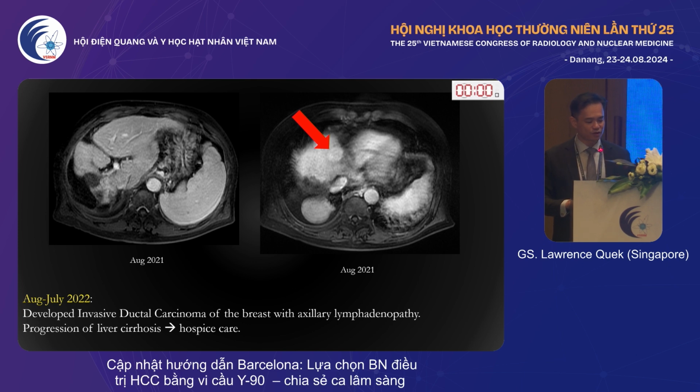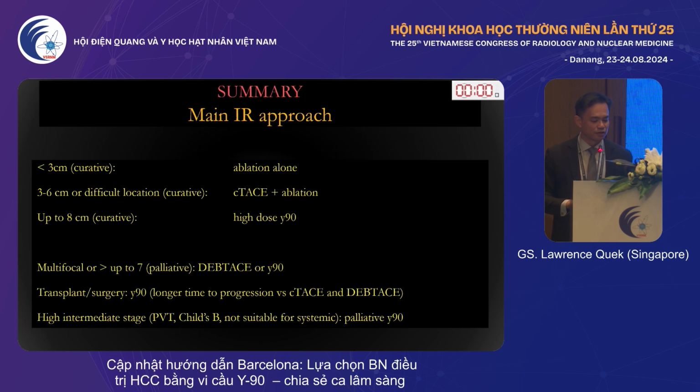You could see the posterior sectorial and part of the anterior sectorial is significant involution. There was a new recurrence, but at that stage, the patient had invasive ductal carcinoma of the breast. This is a male patient, by the way, with axillary lymphadenopathy. So we decided to do hospice care and not follow up. So, coming to the end, my time is up, just nice.